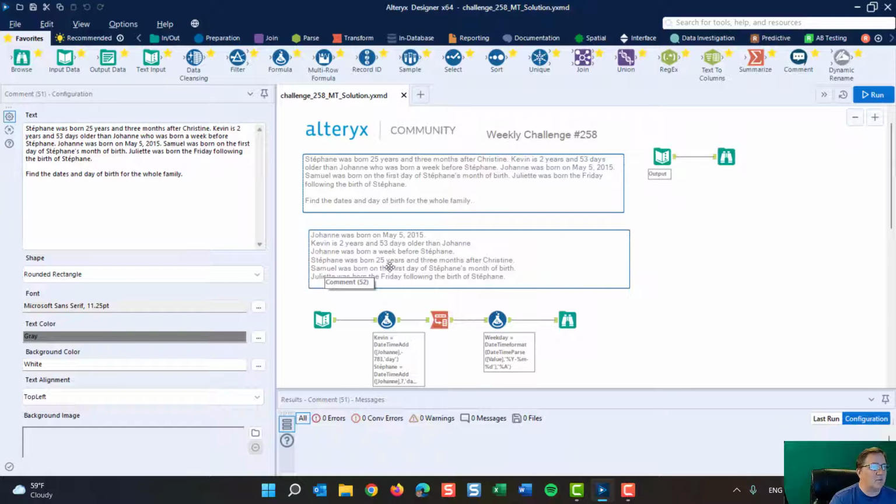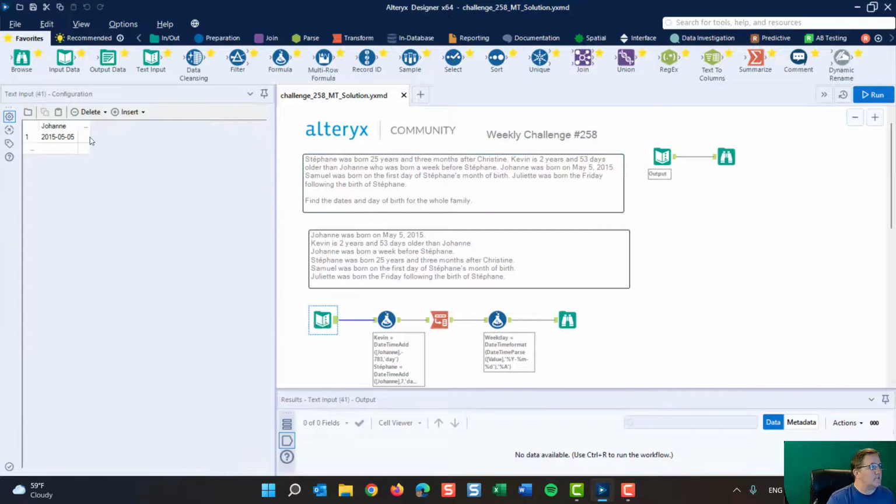Samuel is also related to Stefan. Samuel was born on the first day of Stefan's month of birth. And then finally, the last one is also related to Stefan. So all of the birthdays in here relate to two people. First Johan, and then we identify Stefan through that. And then the other three are related to Stefan, and we find the birthdays through that.